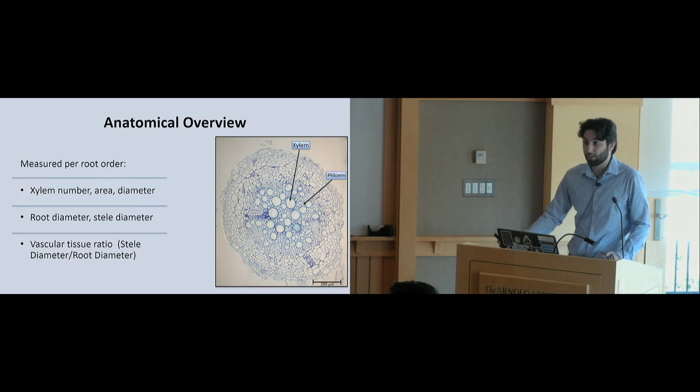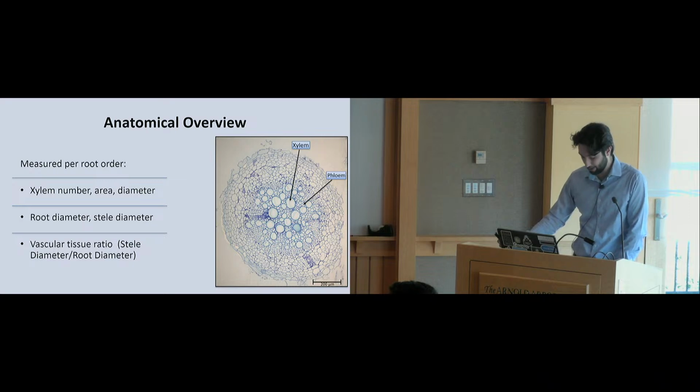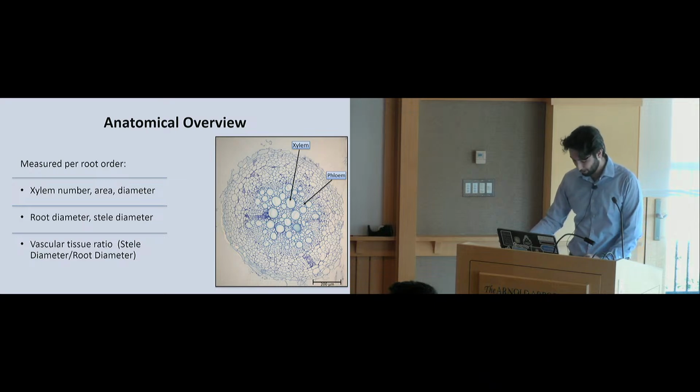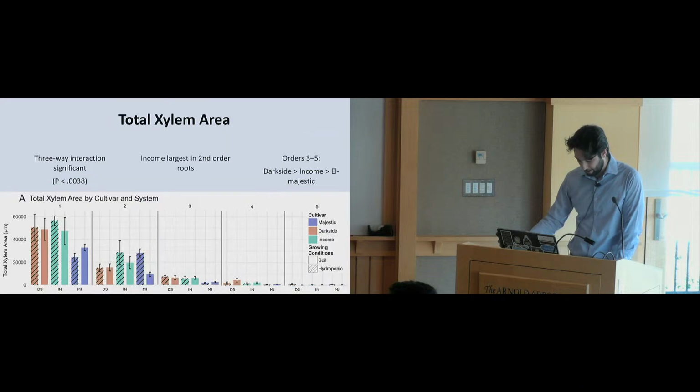So our xylem are our hydraulic conduits, right? We have water running through them, and our sugars run through phloem. So when we were measuring anatomical traits per root order, we measured things like xylem number, our total xylem area, our xylem diameter, our root diameter, our stele diameter, and then also our vascular tissue ratio, which is just the stele diameter divided by the diameter of the entire root. But it's just a good way to visualize how much of the actual root is conductive tissue. So in our total xylem area, we saw significant three-way interactions.